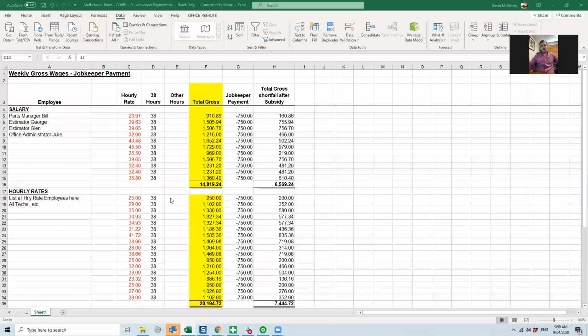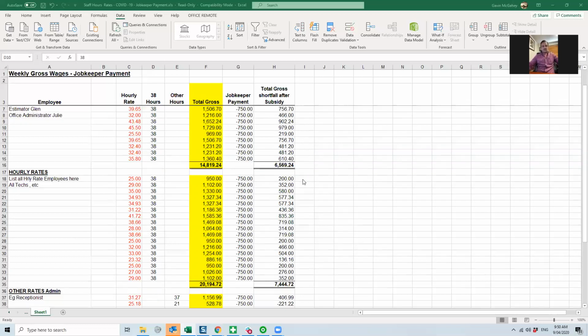So in the highlighted section in the yellow, you've got your total gross. This is the total gross of your hourly rate multiplied by your hours. Then across you can get the JobKeeper payment, and we've entered the JobKeeper payment there on a weekly basis. It's obviously $500 gross per fortnight, but we're looking at this spreadsheet on a weekly basis. And then over on the right-hand side, it's the actual cost of our gross wage minus the JobKeeper payment, so we can see what our gross cost is on each staff member.